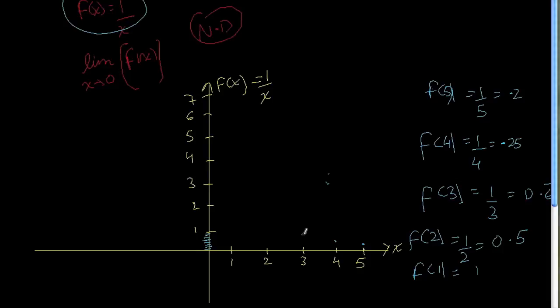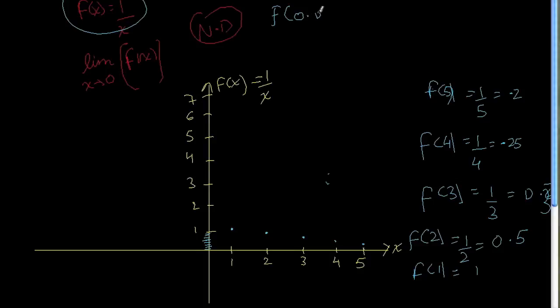0.3 repeating would be somewhere here. Sorry, I made it 0.6 repeating; 0.3 repeating would be right somewhere right here. 0.5 would be right here. 1 is here, right?